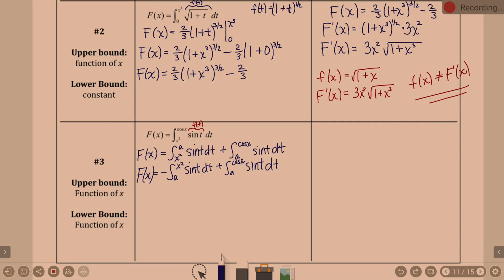What is the integral of sine t? The integral of sine is negative cosine, right? Because the derivative of cosine is negative sine. There's no negative there, so it's negative cosine, but we do have a negative out front of this first one, yes? So it is going to be negative cosine t evaluated from a to x squared. Plus, the integral of the next sine t is negative cosine t evaluated from a to cosine x.